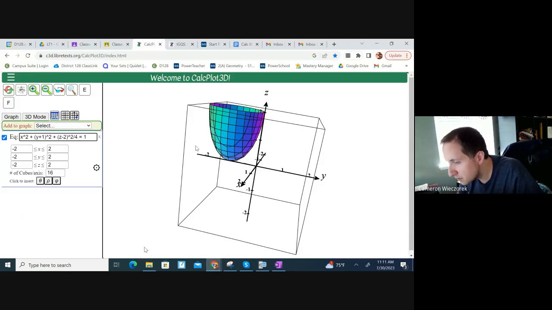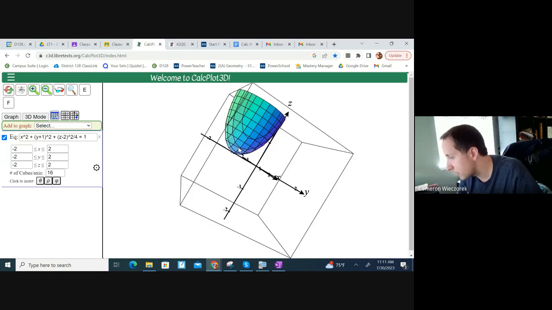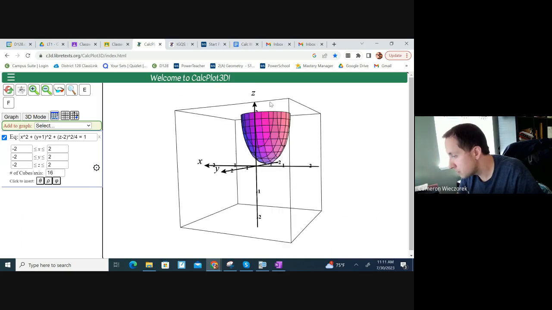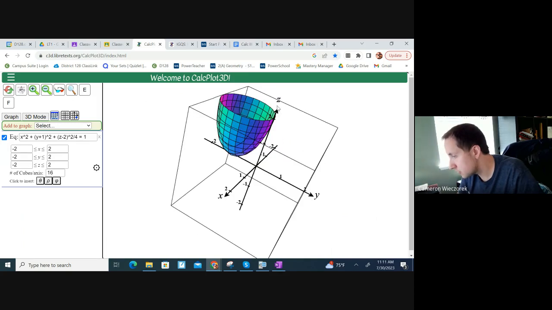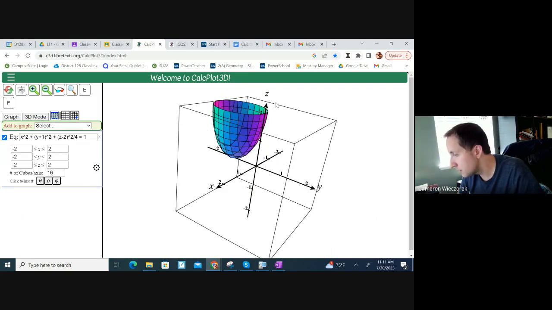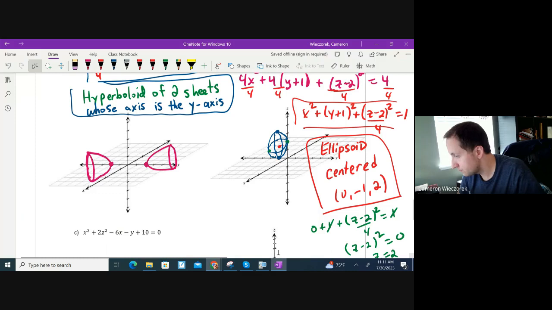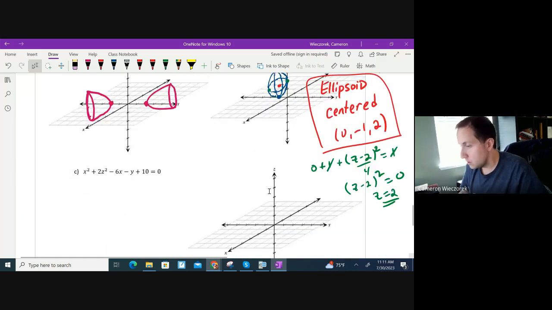Why is this one cut off? Oh, because I restricted the values of the variables. It's not a paraboloid. It's actually an ellipsoid, but it got cut off. So there it is. You can see it's crossing at (0, 0, 2). The other edge of it is crossing at (0, -1, 0), just like we had. So there's my ellipsoid. Okay, last one.